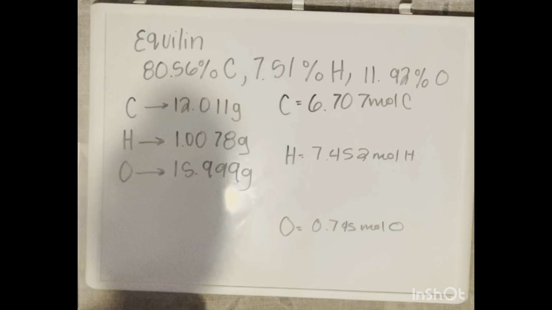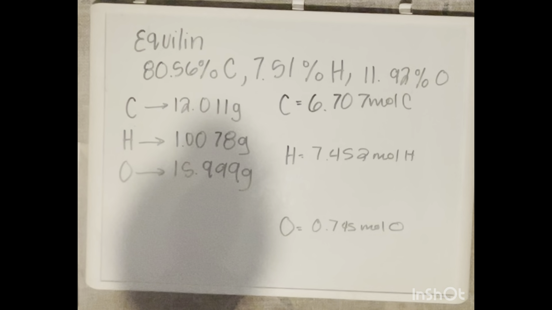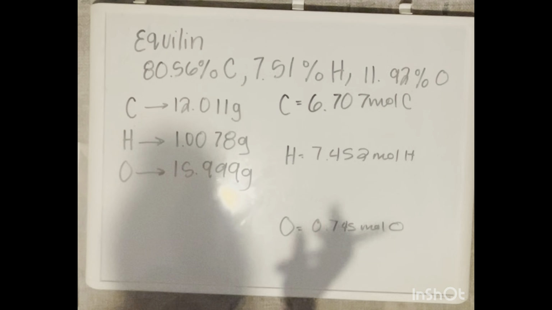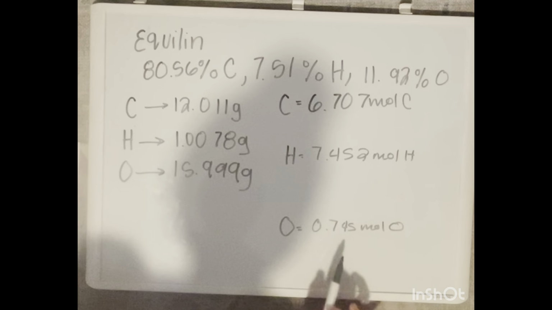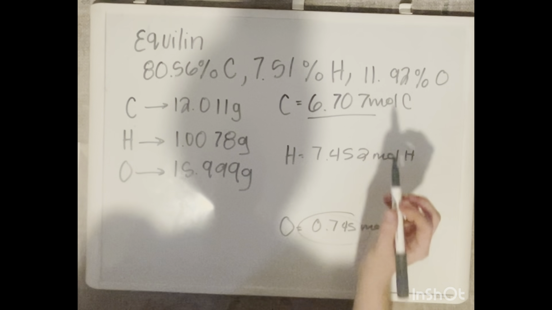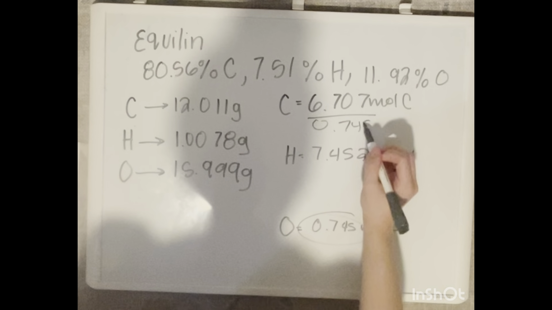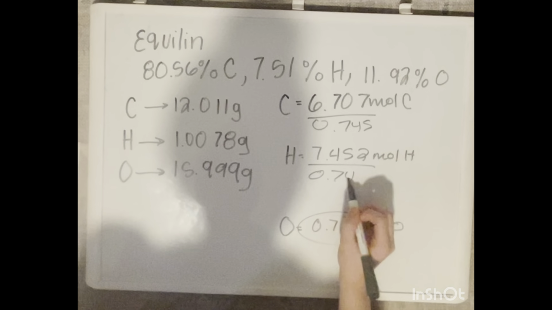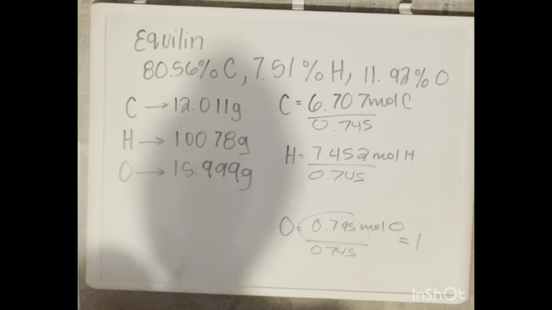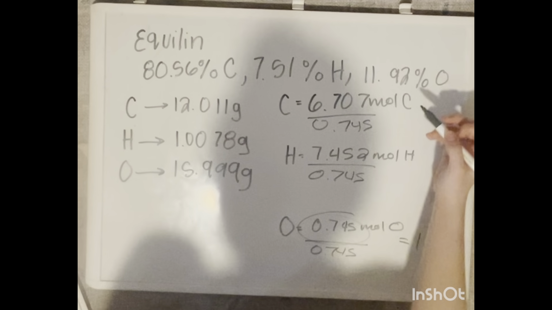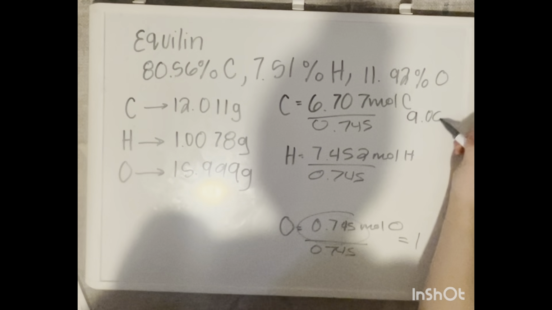So after dividing, it's clear that these numbers aren't integers that we want to use for our empirical formula. So what we're going to do is to turn these into integers. We are going to divide each of them by the smallest amount. So our smallest amount clearly is this one. So we're just going to divide each of them by 0.745, which we know this one will equal 1. I put this into my calculator as well, and this equals 9.003.